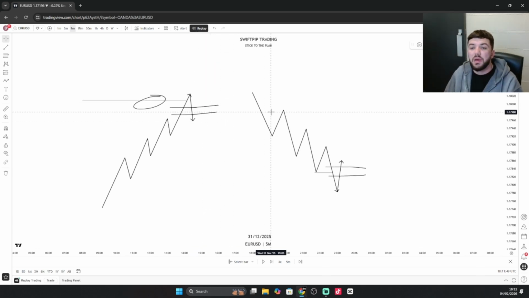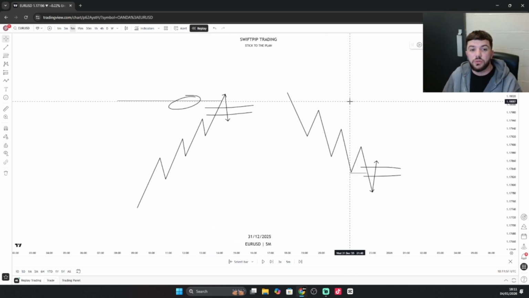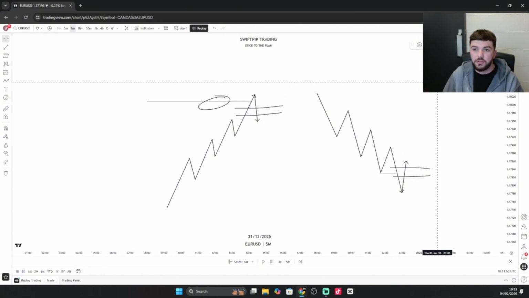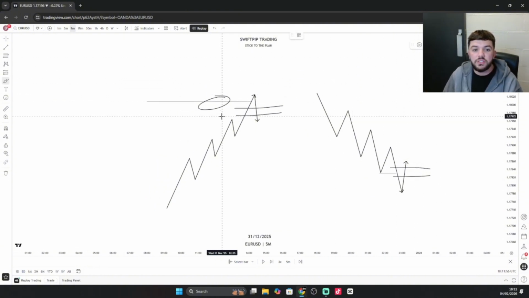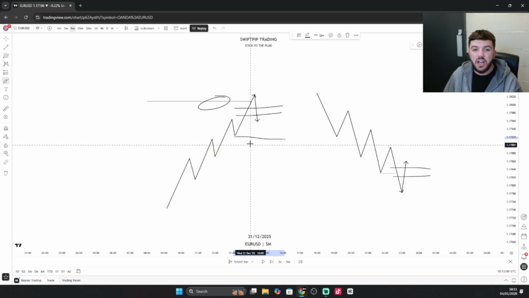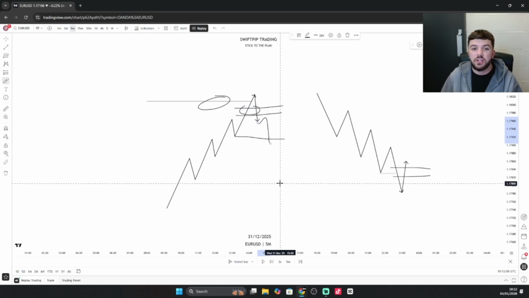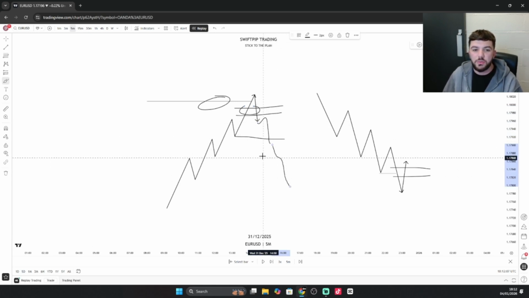Again, you can also pair this with the change of character or the change in state of delivery, like we've been through in previous videos. So obviously you can see here's the previous low which made the new high. So you can have your change of character there. You can see we've just had an inverse fair value gap. Then we also have a change of character. That's giving you more confluence that the price is moving down.